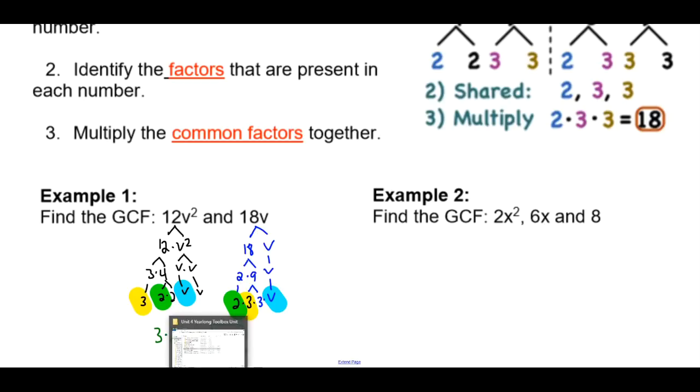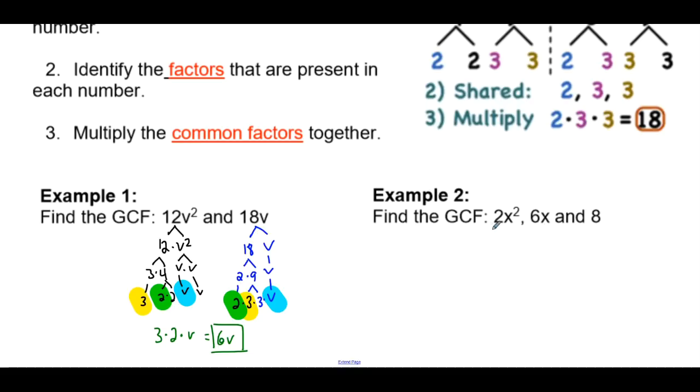When you're finding the greatest common factor, guys, basically what you're finding is the biggest number that I can divide both of these by and not get any fractions or decimals. So I can divide 12v squared by 6v. I'd be left with 2v, the things that are left behind. I can divide 18v by 6v. I would be left with just the 3, because 18 divided by 6 is 3 and the v's would go away. So 6v is the biggest value that I can divide both of these by and still have non-fractional answers.